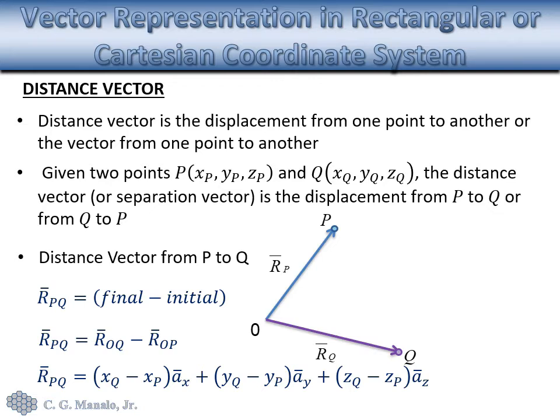Let's say we have 2 points in space, P and Q. And along with those points, we have two position vectors, R sub P and R sub Q. And we want to know the vector from point P to point Q. Then all we need to do is simply get the difference R sub Q minus R sub P, or R sub Q minus the vector from the origin to point P.